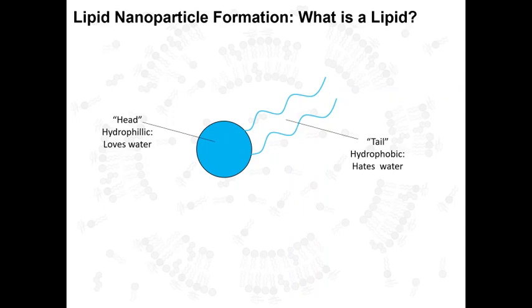The COVID-19 vaccine uses lipid nanoparticles. What is a lipid? A lipid is a type of molecule that features a head, which is said to be hydrophilic, which means it loves water and is attracted to it, and a tail, which is hydrophobic, which means it repels water.